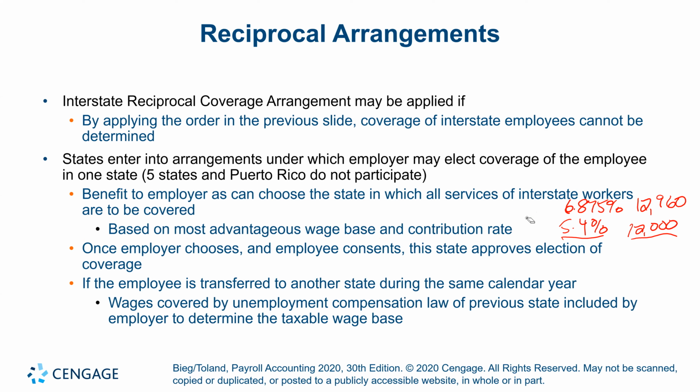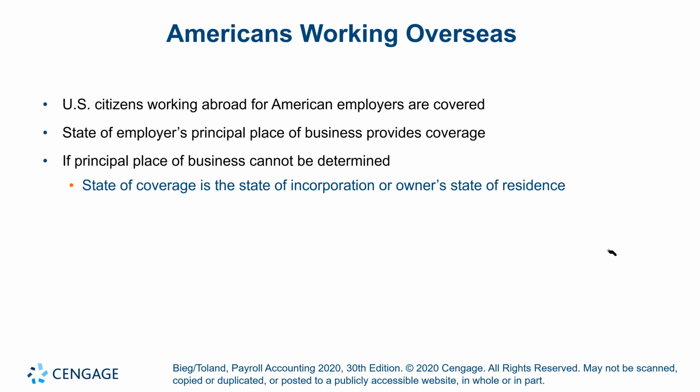Okay. All right, so for Americans working overseas, they are still covered by the Unemployment Tax Act. So U.S. citizens working abroad for American employers are covered. The state of the employer's principal place of business provides coverage. If the principal place of business cannot be determined, the state of coverage is the state of incorporation or the owner's state of residence.